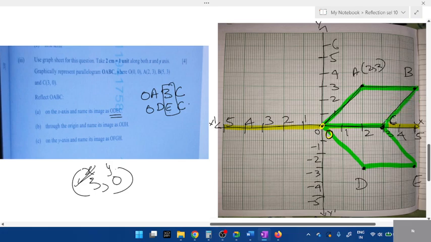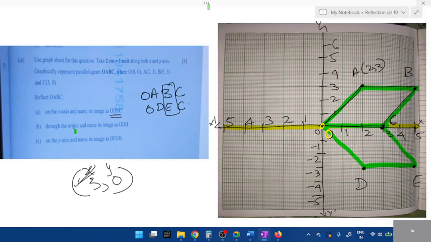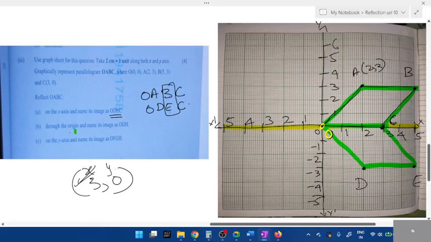Tell me the next part. Second one, through the origin, and name it as what? You have to plot. Arti, which one do you have to reflect through the origin? Have they mentioned anything? No. What they have asked is not ODEC. Through the origin, which one? See, first reflect this in which axis? X-axis. Then the same thing you have to reflect through the origin.